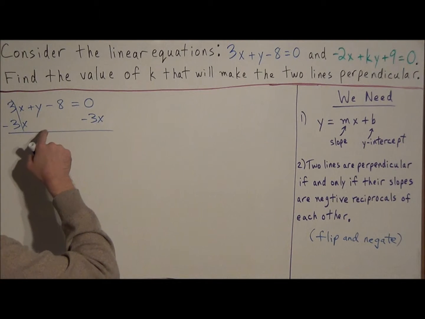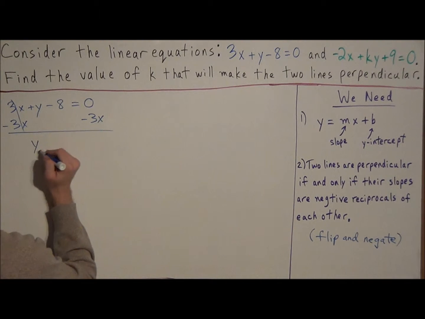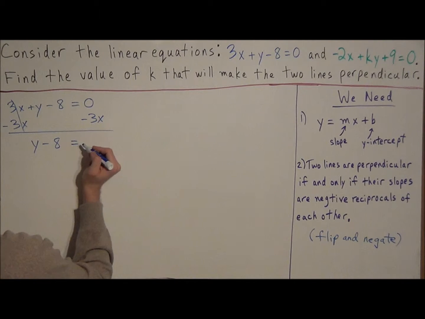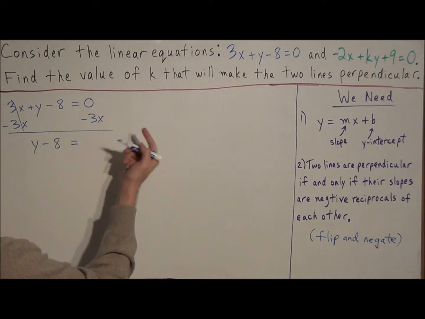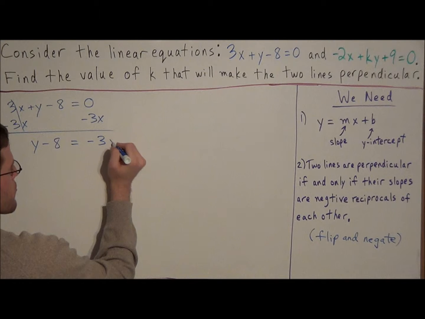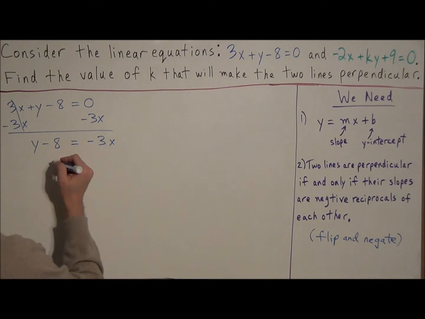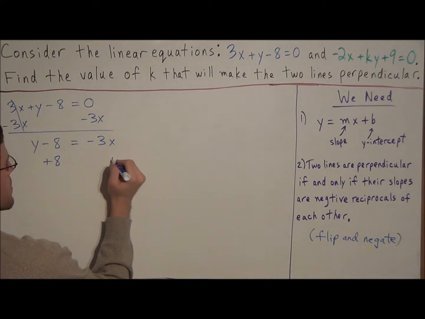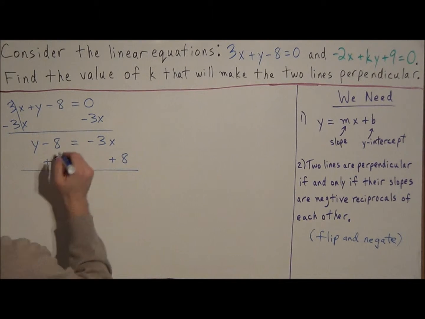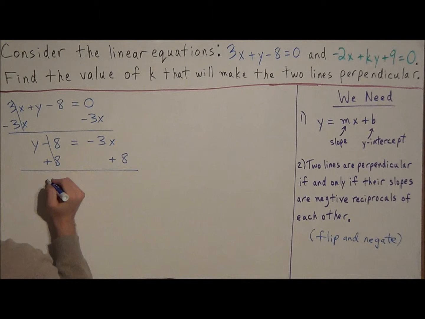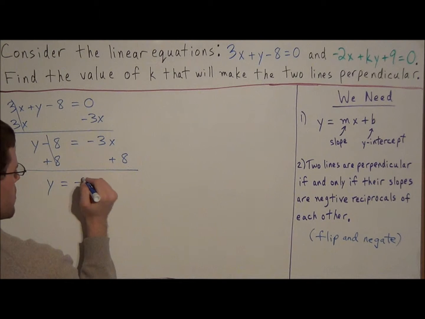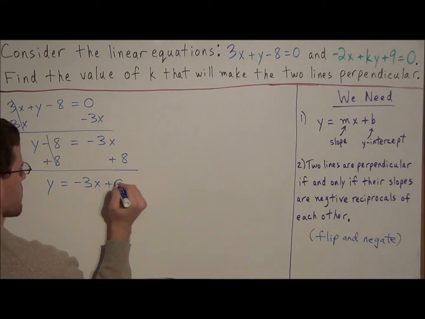On the left-hand side, notice all we're left with is y minus 8. And on the right-hand side, now we have 0 minus 3x, which is negative 3x. So to get y by itself now, we're just going to add 8 to both sides. Negative 8 plus 8 will cancel, and we have y equals negative 3x plus 8.